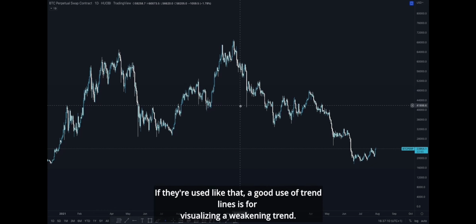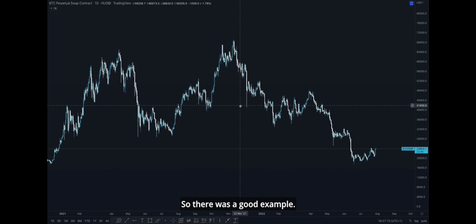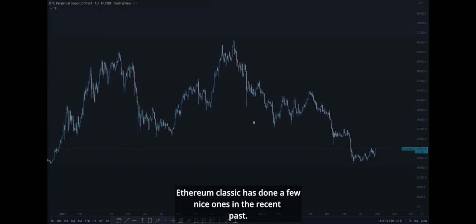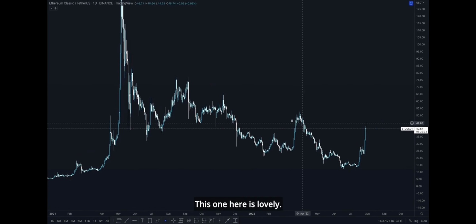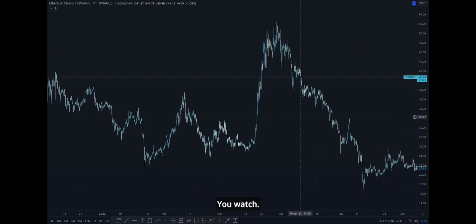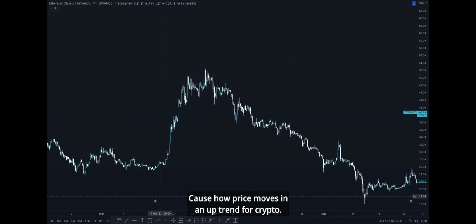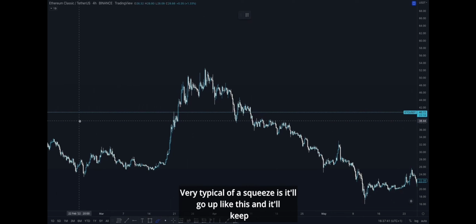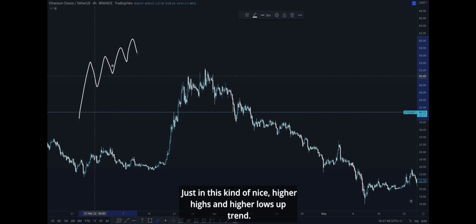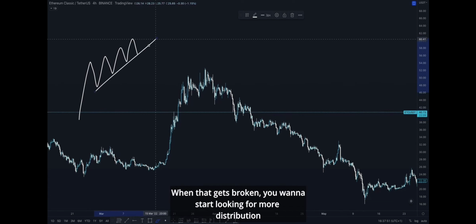A good use of trend lines is for visualizing a weakening trend. So there was a good example. Ethereum Classic has done a few nice ones in the recent past. Let's take a look. This one here is lovely. So you go to a lower time frame, go to the 4 hour, look back here, you watch, because how price moves in an uptrend for crypto, very typical of a squeeze, is it'll go up like this and it'll keep squeezing and squeezing and squeezing, just in this kind of nice higher highs and higher lows uptrend. When that gets broken, you want to start looking for more distribution and go short.